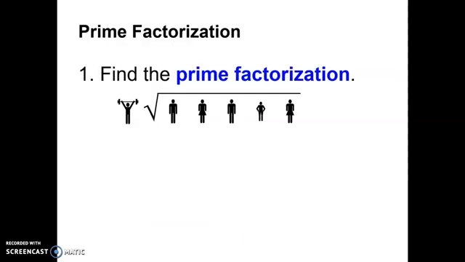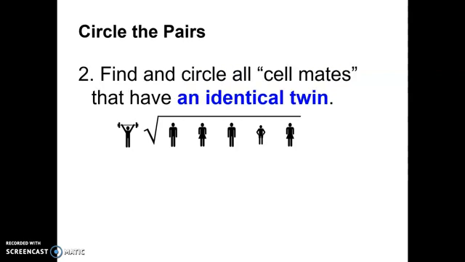The first thing we do is find the prime factorization of whatever number is in jail. We're going to split it apart. Next, we're going to circle all the pairs, all of the identical twins. So here we have 2 guys, 2 girls.